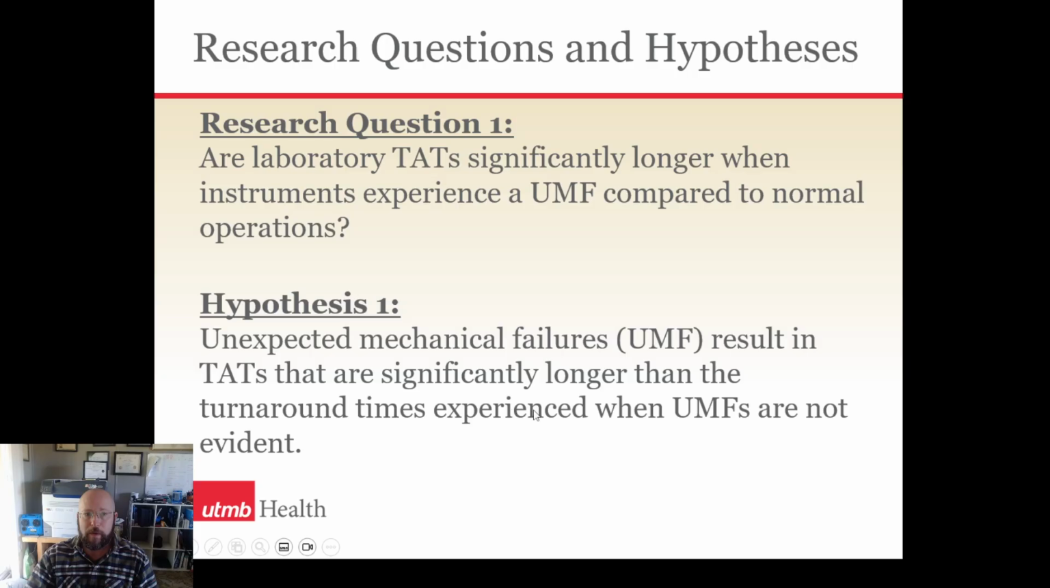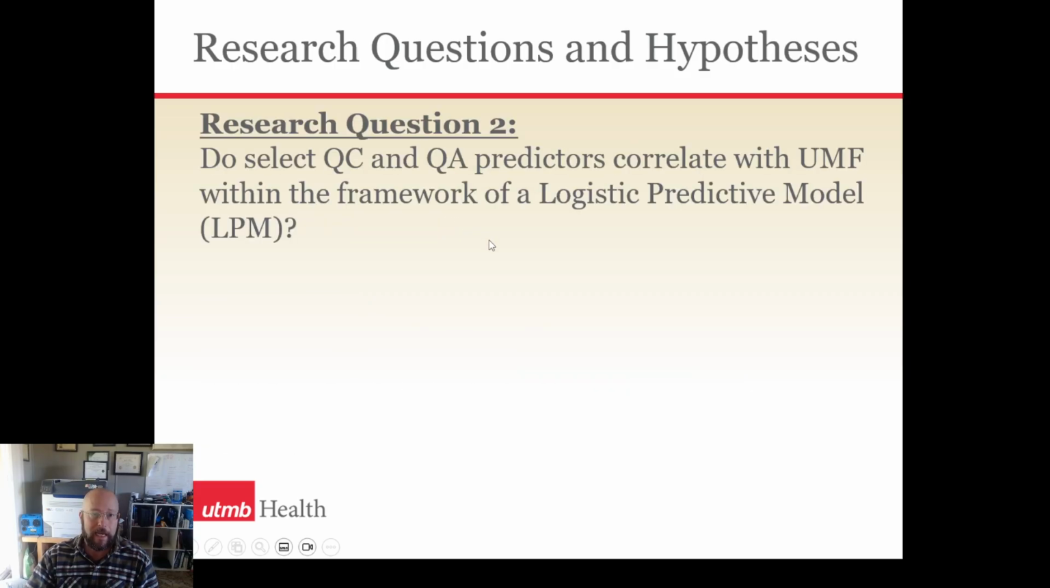So I'll state my research questions and my hypotheses. Research question 1 is, are turnaround times significantly longer when laboratory instruments experience mechanical failure compared to normal operations? This seems pretty obvious that they would be. If your instrument is down, then you'd expect to see increases in turnaround time. So my hypothesis is simply put as UMFs result in turnaround times that are longer. One deviation to this is in a larger laboratory that has multi-system redundancy, it's not altogether certain whether turnaround times will actually be extended, and you'll see that play out in the data.